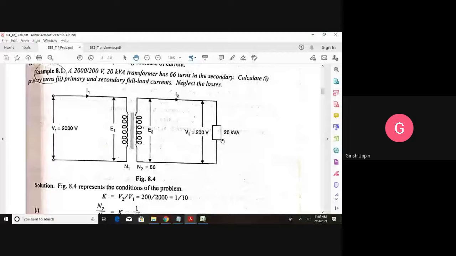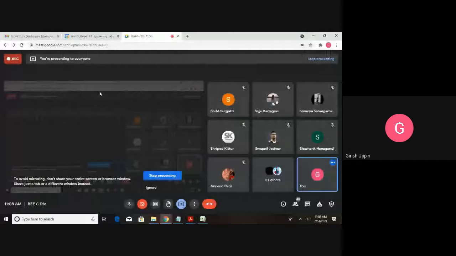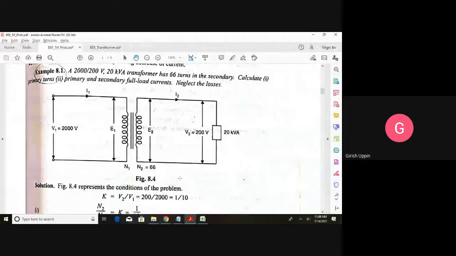V2 into I2 will be equal to 20 kVA, right? The transformer has 66 turns in the secondary. That is, N2 is equal to 66. Calculate primary turns. Number two, primary and secondary full load currents, neglect the losses.